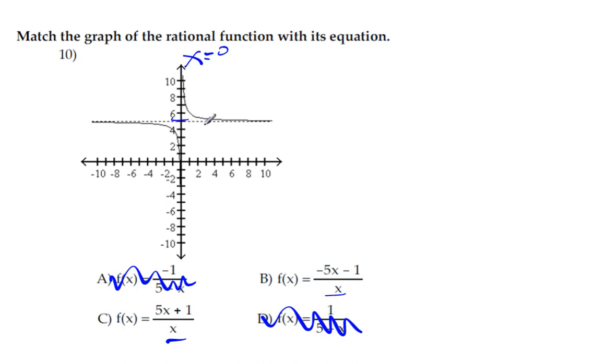This guy here is going through 5, and that means we're at y equals 5. That means my front numbers had to give me a 5. This one would have been a negative 5. This one is a positive 5, so I'm going with C.